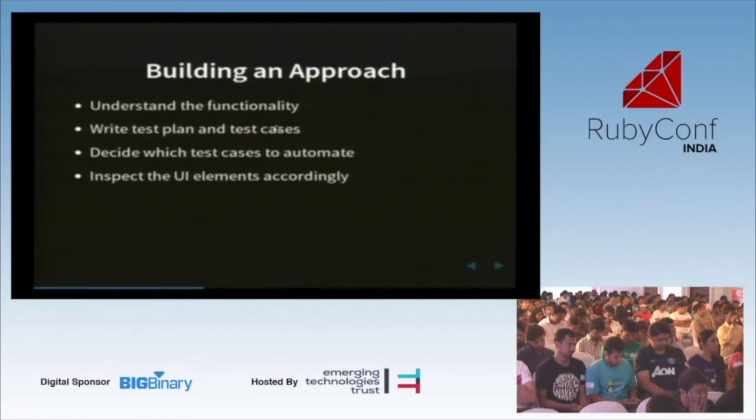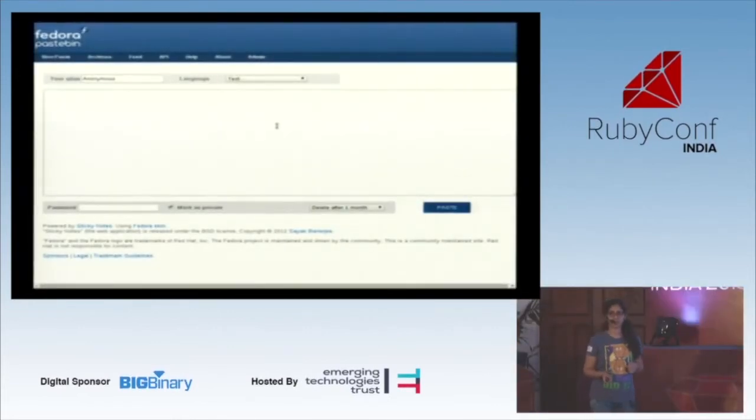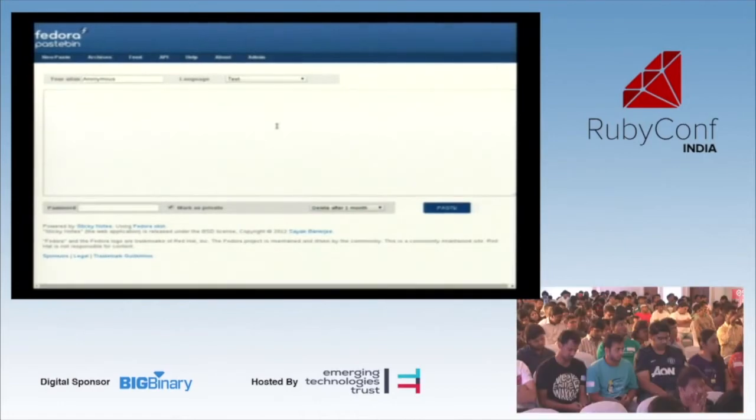So now, the cases that you could automate are the ones which involve a huge amount of test data, or the ones which need to be tested repeatedly. Inspect the UI elements accordingly. Now that you know which are the test cases that you want to automate, you can inspect the UI elements accordingly. What do I mean when I say inspecting the UI elements?